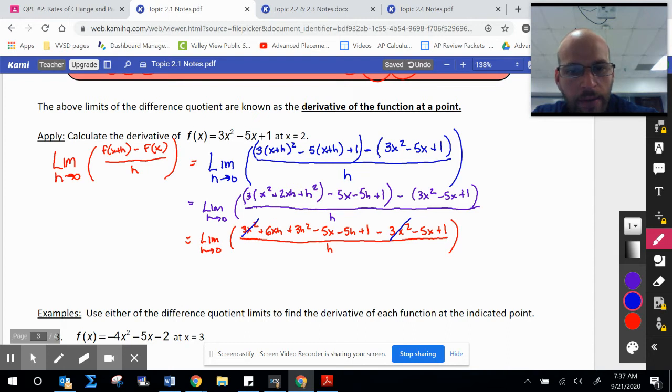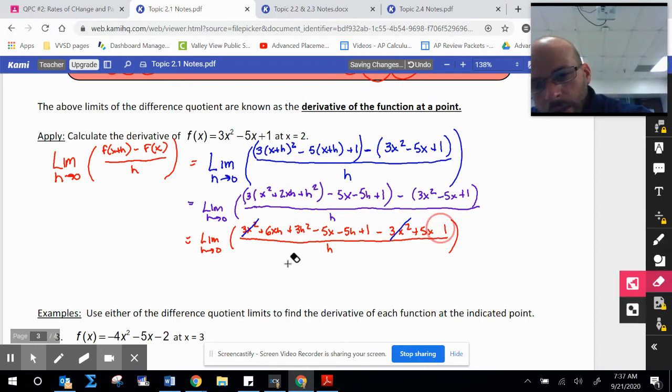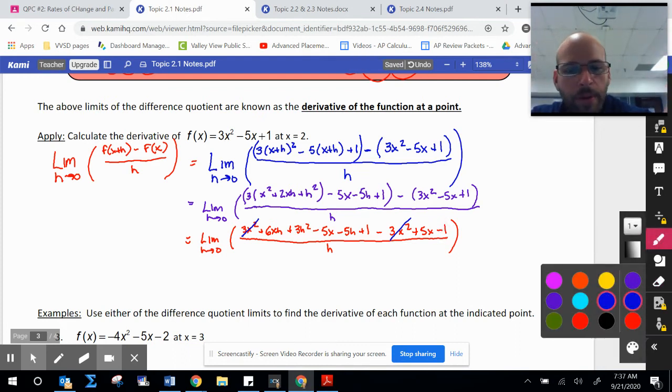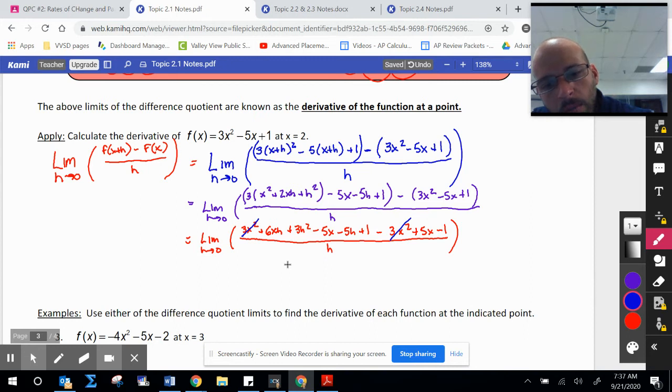Hold on, small mistake here. I forgot to distribute into the rest of my trinomial, so I have to fix that. It should be a plus 5x and a minus 1. Rule of thumb, if you do this right, almost always the terms from the function in the second half of your limit should cancel. So the 3x squared, the 5x, the 1, those all cancel.